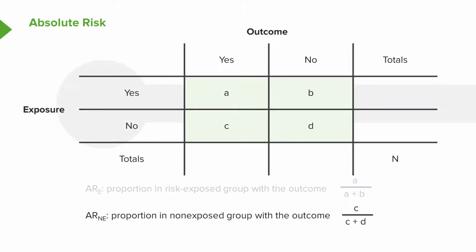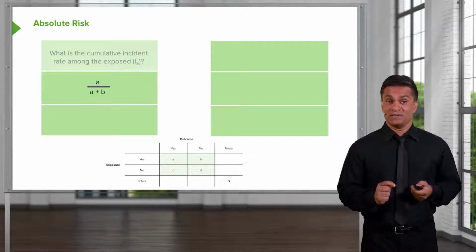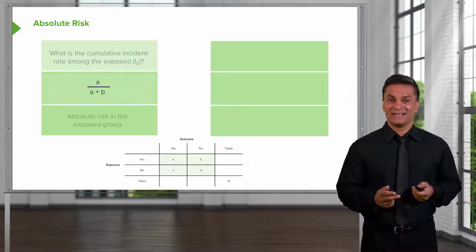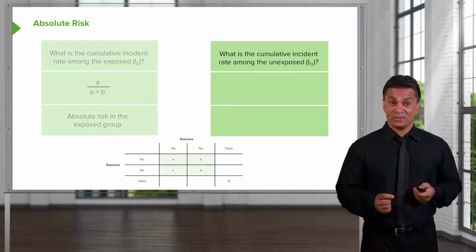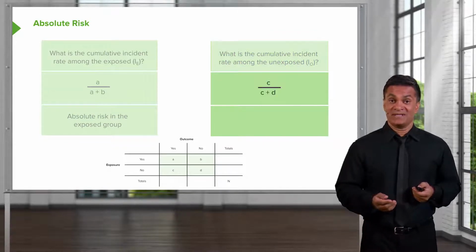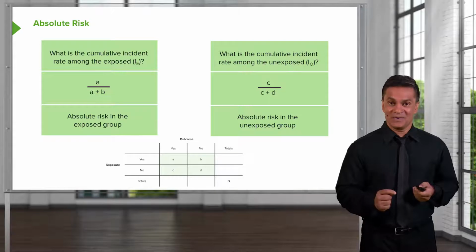As opposed to the absolute risk in the unexposed group. That's the number of people who got the outcome, in this case lung cancer, divided by everybody who didn't smoke. Two concepts there. Absolute risk in the exposed group, absolute risk in the unexposed group. Now I'm summarizing it one more time. The cumulative incidence rate amongst the exposed is A over A plus B. Again, that's the risk of getting the outcome if you smoked or had the behavior. Absolute risk in the exposed group. The cumulative incidence rate in the unexposed group is the other side of the argument, C over C plus D. In other words, the risk of getting the outcome, lung cancer, if you didn't smoke.